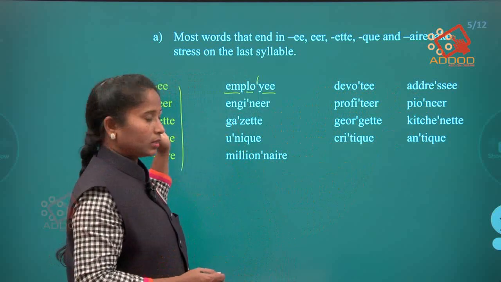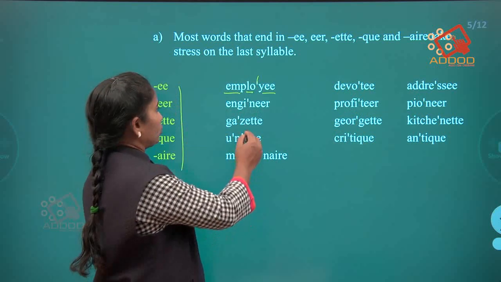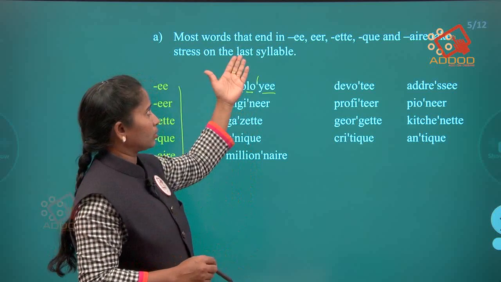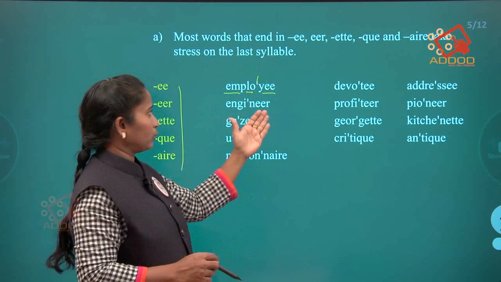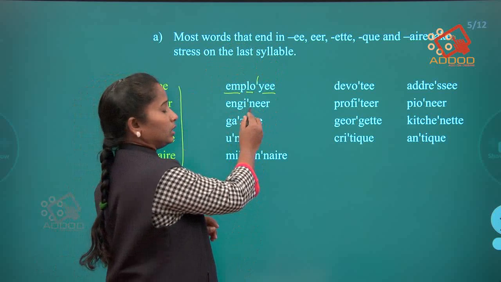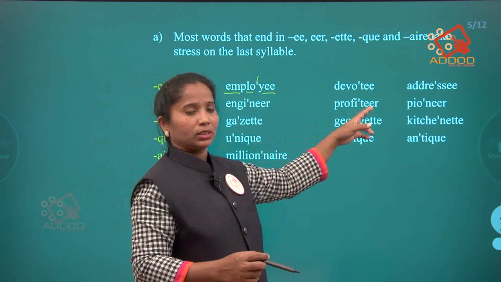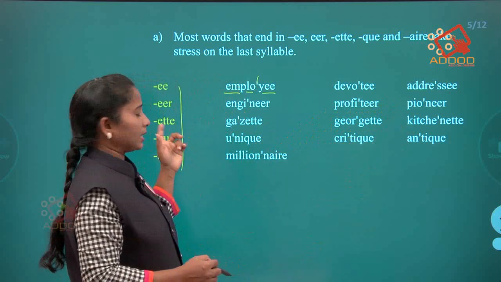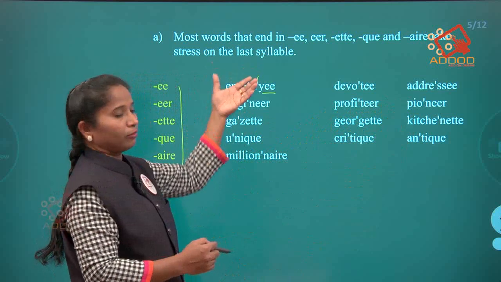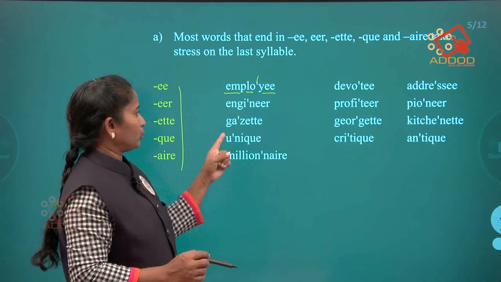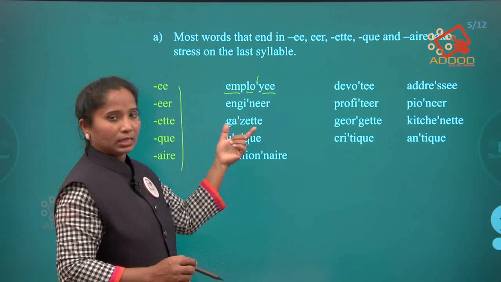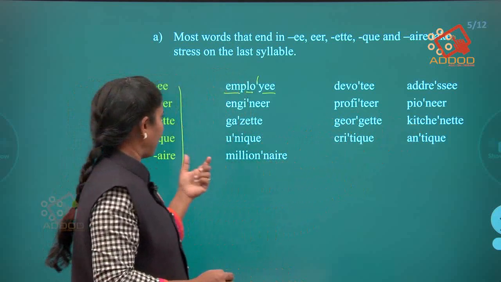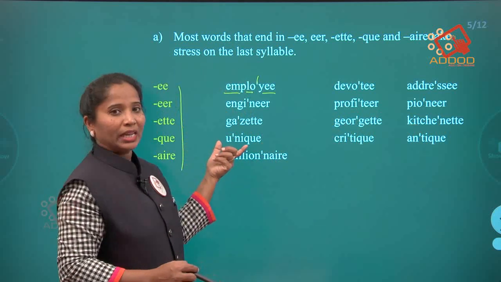Now let's see the next suffix. It is eer. So the first example is engineer. Engineer. Since it is saying last syllable, you have to keep the stress mark on the last syllable. Engineer. Profiteer. Pioneer. Next, et. Here also the same rule follows, last syllable. So you have to stress on the last syllable. Gazette, Georgette, kitchenette.